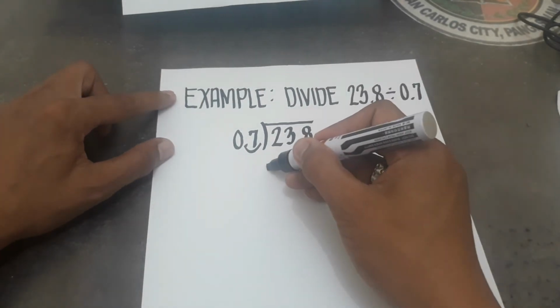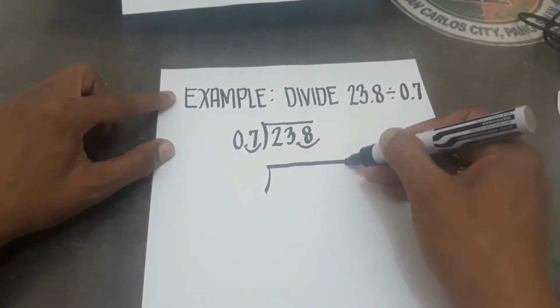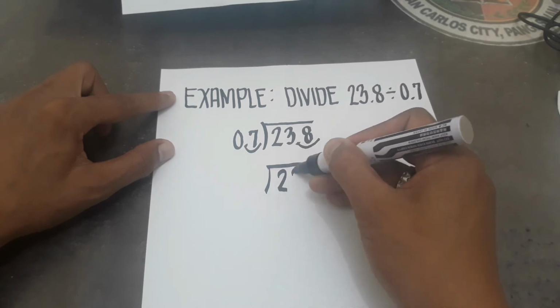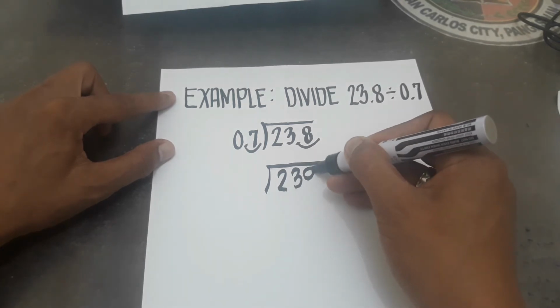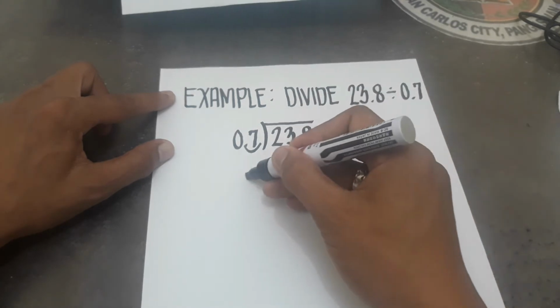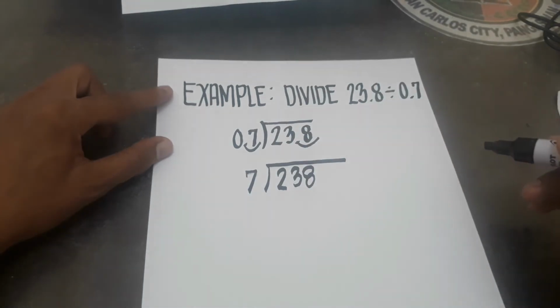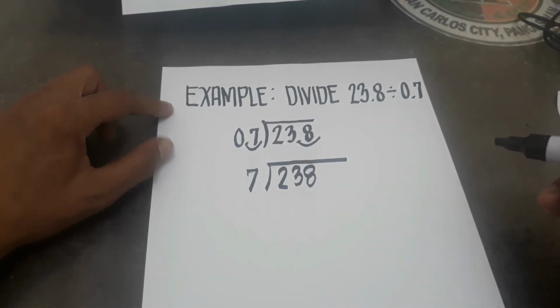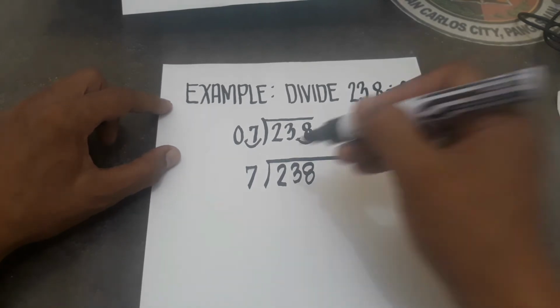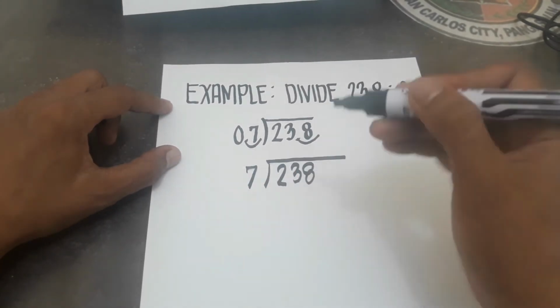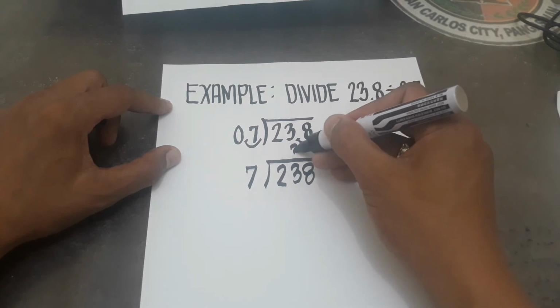Then, i-rewrite natin para hindi tayo malito. So that is 238. Pag nag-move ka, yun na, then ito, 7 na yan. Okay? So nawala na. Para ka lang nag-divide ng whole number. Okay, so 23 divided by 7, that is 3.